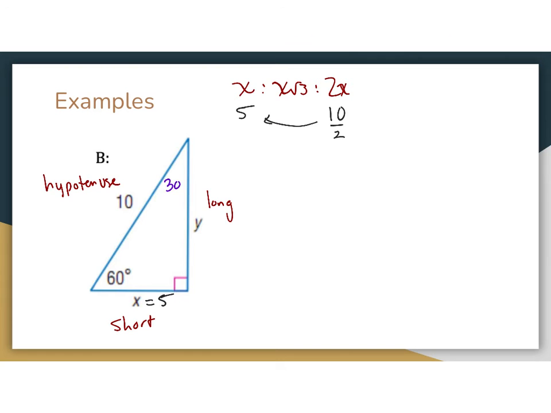Then to get the middle leg, I'm going to take my short leg times square root of 3. Well, it's just 5 square root of 3. I can leave it like that. I don't need a big, long, ugly decimal. It's lazy mathematics doing that. Don't do that. So that would be my answer. It's not too terrible.